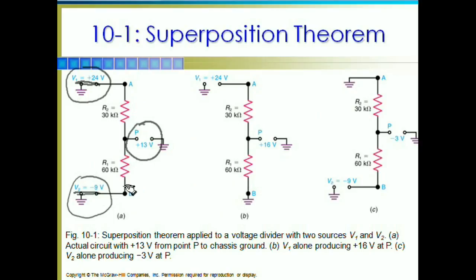In this case, we've just shorted across the minus 9 volts, so that's minus 9 volts shorted. So basically point B is going directly to ground. And then we check out the voltage available at point P. Now, as you see, point P is measuring from this point to ground, or essentially across the 60k ohm resistor.